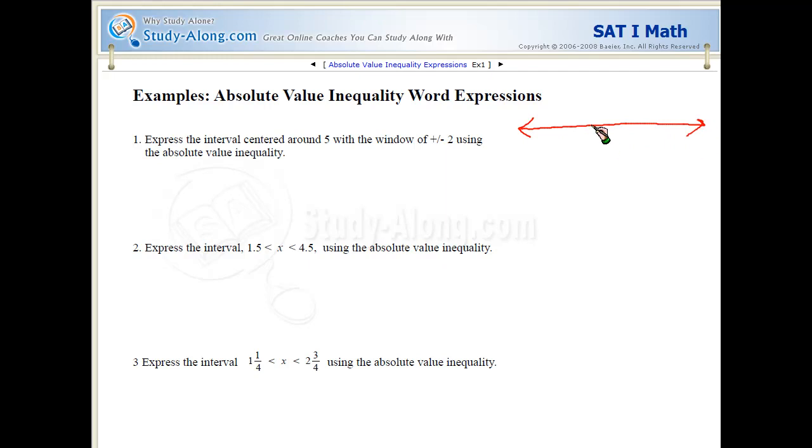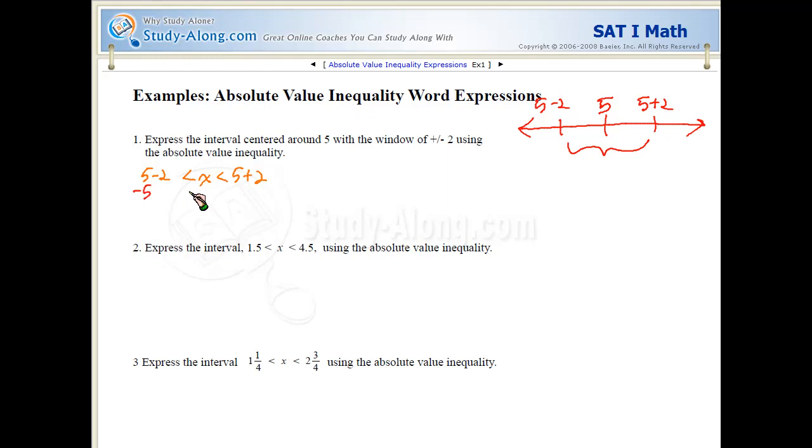Express the interval centered around 5. So we want it to be centered around 5. Okay, the window is plus or minus 2. This window is 5 plus 2 or 5 minus 2. Here's your window. So now we want to put this into an inequality. We have x in the middle, and it's going to be 5 minus 2 is your lowest. 5 plus 2 is your highest. What's the common value here?